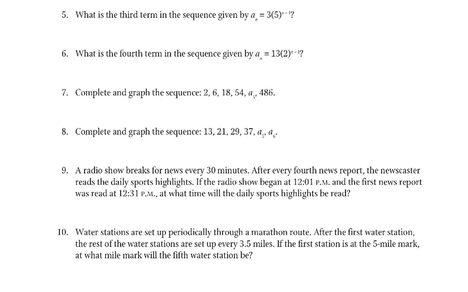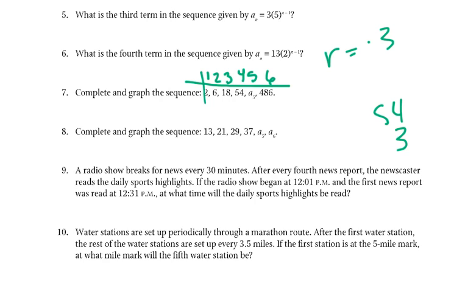Alright, now number 7 and 8 want us to complete and graph the sequence. So we've got 2, 6, so if we made this table, that would be our first term, second, third, fourth, fifth, and sixth. So 2 to 6, 6 to 18, looks like our constant ratio is timesing by 3. So 54 times 3 would give us 162, which if we times by 3 gives us 486. Okay, so then we'd need to graph these.